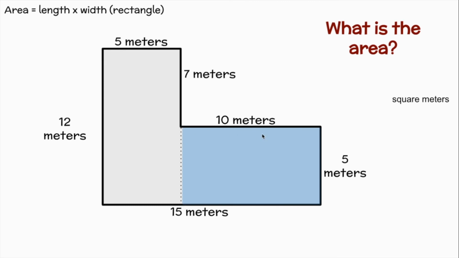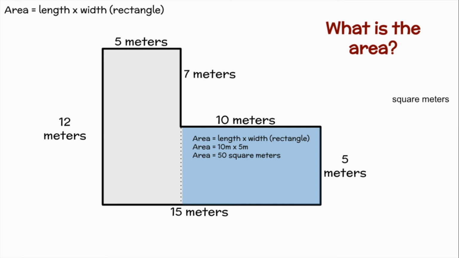So then what's my length and my width? Oh, look, right up here. It's 10 meters long, 5 meters wide. So I know what my length and my width is. Area equals length times width, which means area equals 10 meters times 5 meters. And from here, 10 times 5, that's just 50. So I know the area of the blue rectangle is 50 square meters.